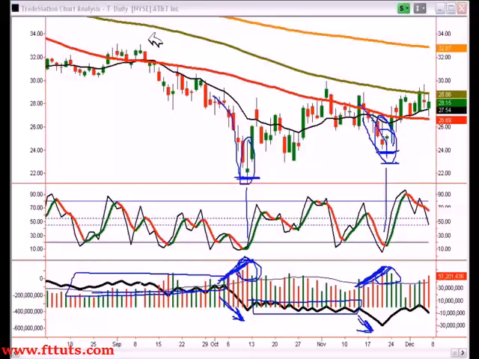Okay, let's look at another stock because frankly AT&T is not one of the better ones lately. The volume patterns here have just been very even keeled. Let's find one that produces a little more dynamic volume pattern.